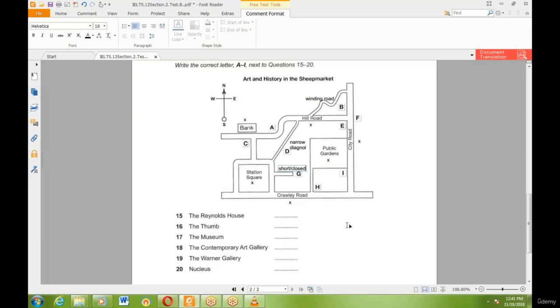So in order to make maps easy, you have to improve your vocabulary. It's an English test, right? So you have to be able to recognize. If you're looking at C, how would you describe C? Where is C located? Does anybody know? No, not straight.